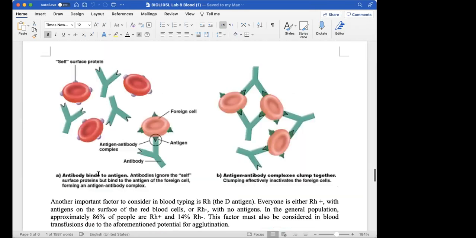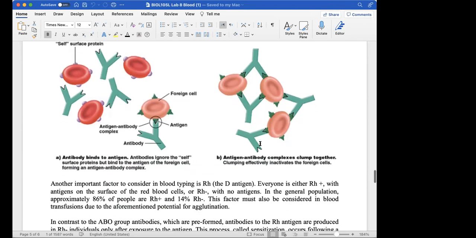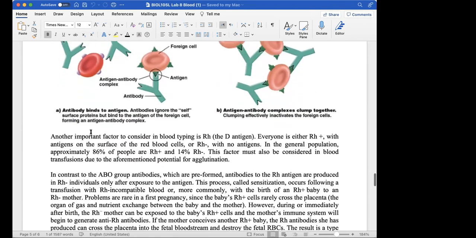So this is a look at how the antibody binds to an antigen. Again, the antibody itself has the shape of a perfect antigen that fits inside of it. And when it can grab hold of that antigen, that's what causes clumping. And you can see this occurring here. The antibodies have clumped these cells together, and that inactivates all the cells.